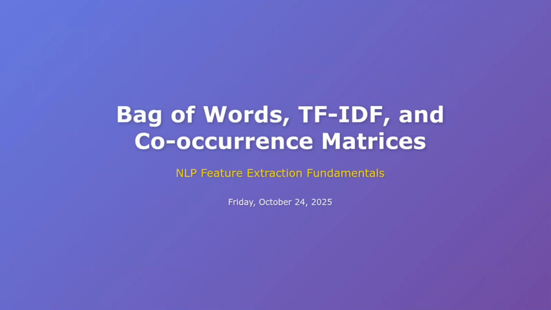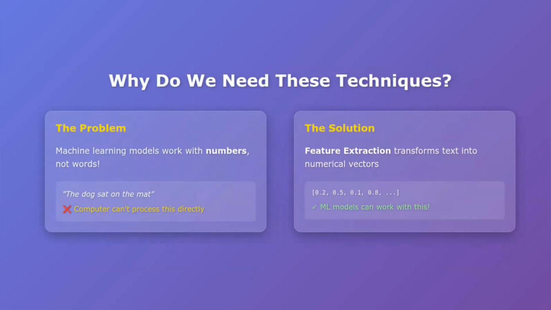Today, we're diving into one of the most fundamental topics in natural language processing. We're going to demystify three essential techniques: bag of words, TF-IDF, and co-occurrence matrices. If you're just starting with NLP or wondering how computers actually read and understand text, this video is for you. Let's get started. So first things first, why do we even need these techniques?